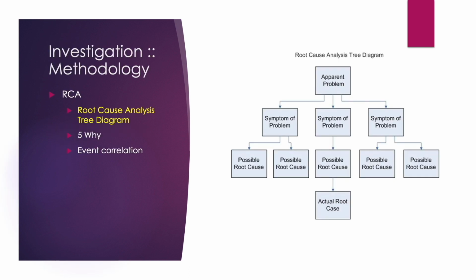The next one is methodology. There are some options that can be used for doing root cause analysis. The first one is the tree diagram, where we break down the issue based on the symptom. From the symptom, we list down the possible root causes until we get the actual root cause. It is a very common method.